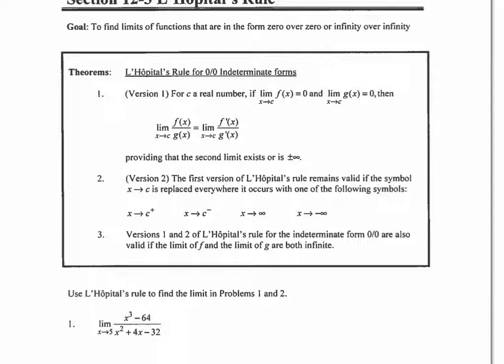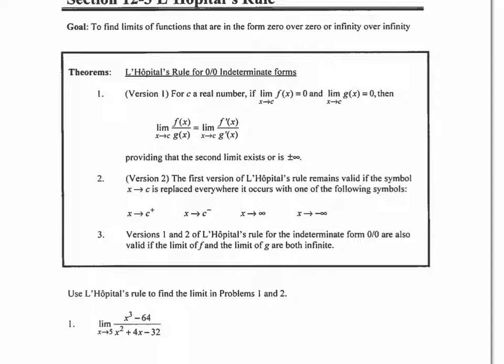It's really pretty powerful. It means if plugging in directly doesn't work because I either get 0 over 0 or infinity over infinity, then I'm going to take the derivative of the numerator and the derivative of the denominator. Now notice I'm not using the quotient rule here. I'm just going to take the derivative of the top over the derivative of the bottom, and I'm going to try to plug in directly to that. And if that gives me a value, that's going to be my limit as x approaches that number.